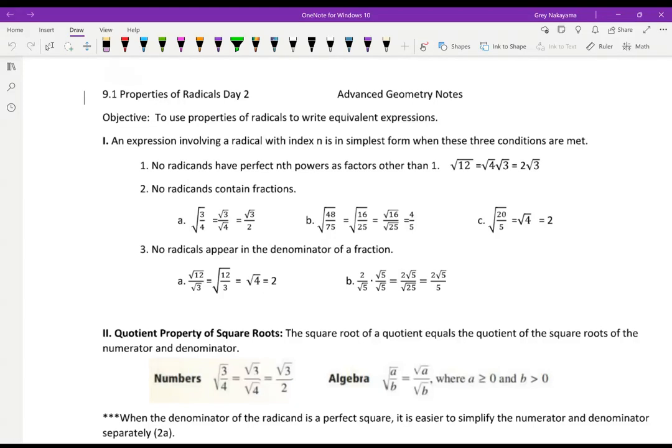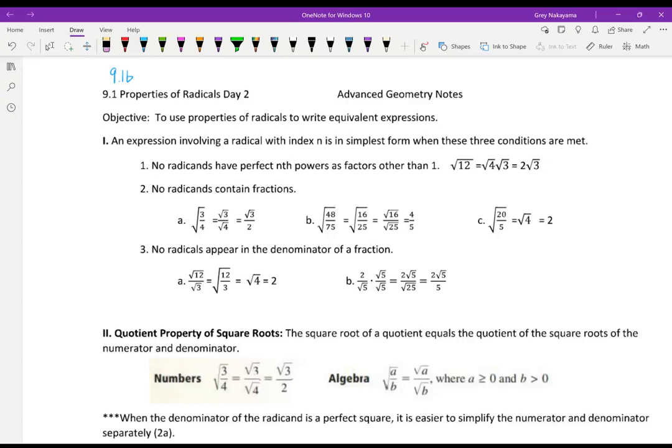Nakayama. Today is 9.1, Properties of Radicals, Day 2, but I think it's easier to refer to as 9.1b, Dividing Radicals. Probably should have written that up there. That's how it is in Delta Math. It's the second day, easier to identify as B.